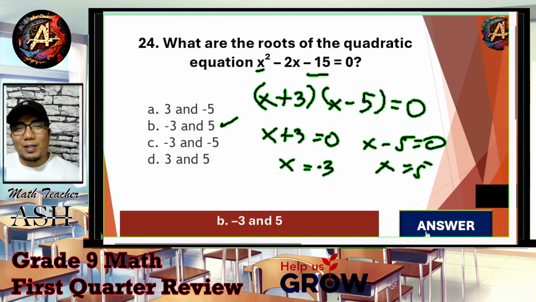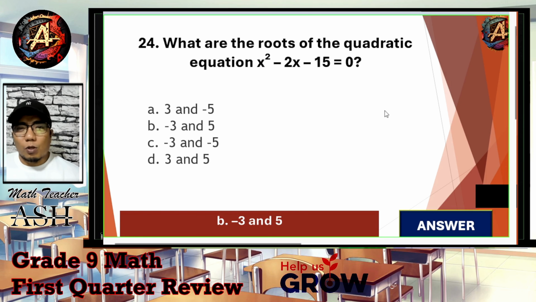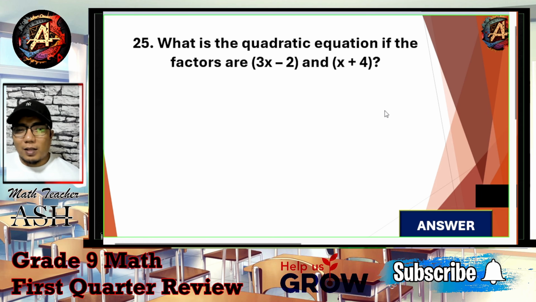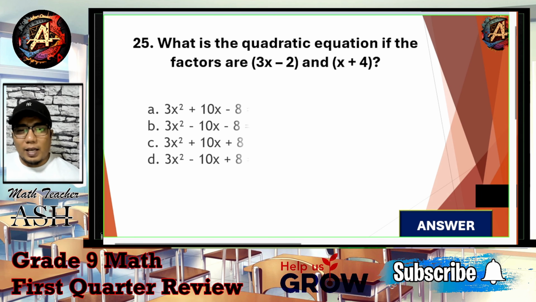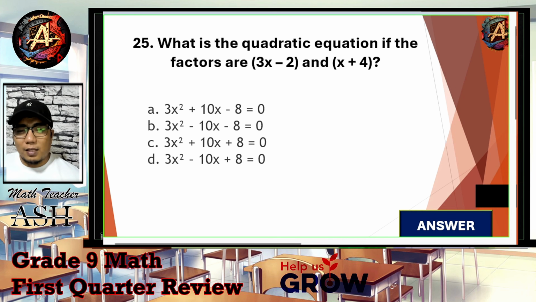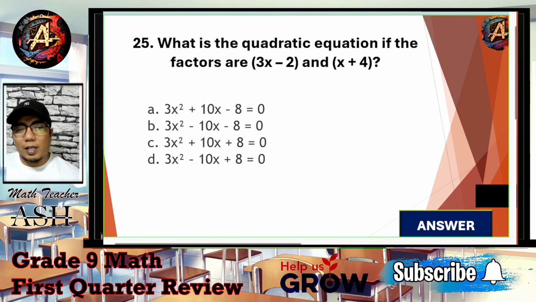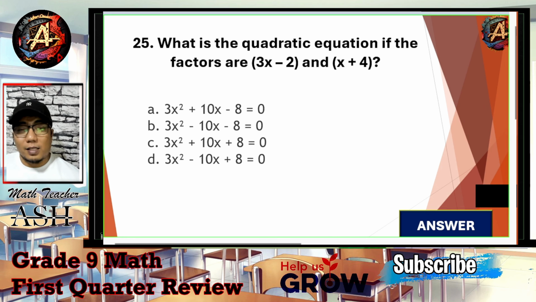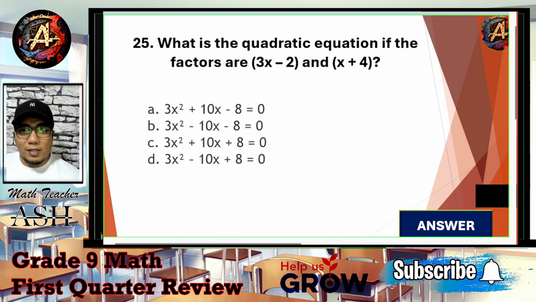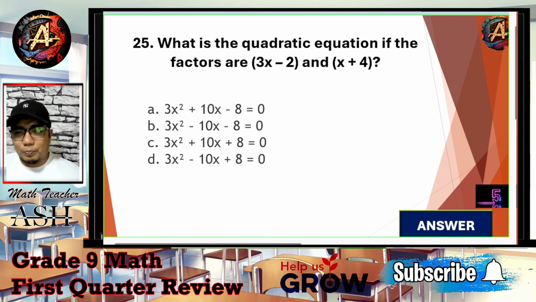Alright, my dear math learners, I hope you got that one. Now, let us go to question number 25. What is the quadratic equation if the factors are 3x minus 2 and x plus 4? Is it A, 3x squared plus 10x minus 8 is equal to 0? B, 3x squared minus 10x minus 8 is equal to 0? C, 3x squared plus 10x plus 8 is equal to 0? Or D, 3x squared minus 10x plus 8 is equal to 0? I'll give you 5 seconds to think about your answer.